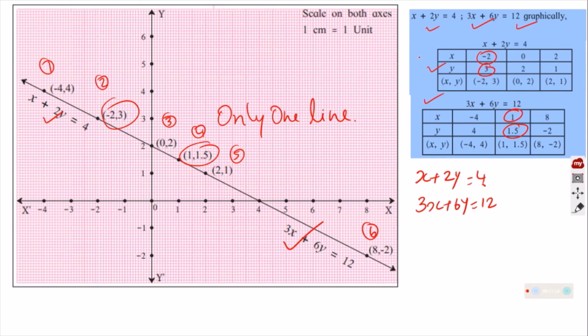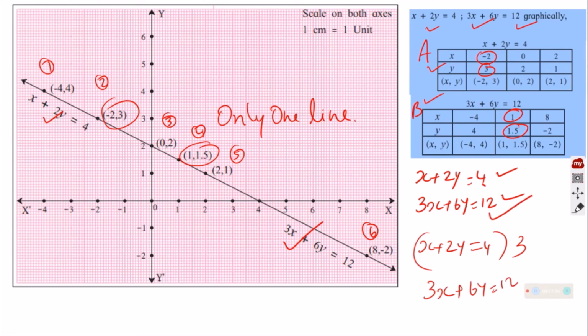3 ऑफ दिस सेट और लाइन एक ही। इससे हमको पता चला ये दोनों इक्वेशन सेम है। कैसे? x प्लस 2y इज इक्वल टू 4, अगर मैं उसको 3 से मल्टीप्लाई करेगा क्या मिलेगा? 3x प्लस 6y इज इक्वल टू 12, वही तो है ये, तो दोनों इक्वेशन सेम है. That means if two equations are same, you will get a single line graph.